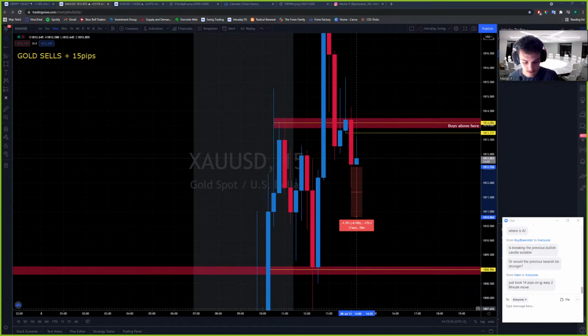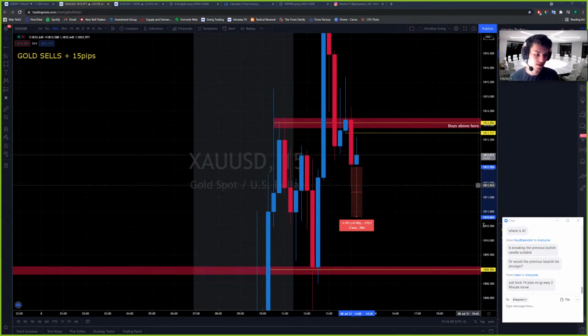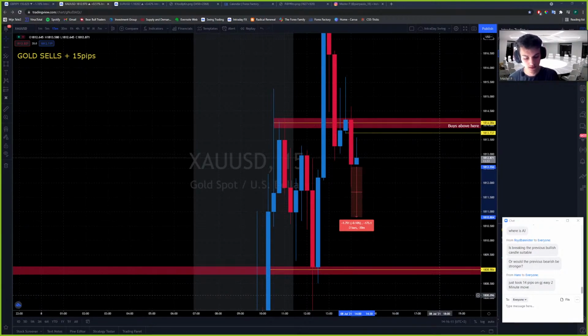I have no clue. My sell entry is 1860.5 at the 4-hour OB, TP1, TP2, and then a buy limit between 1804 and 1806. Oh, very cool. Sounds cool.